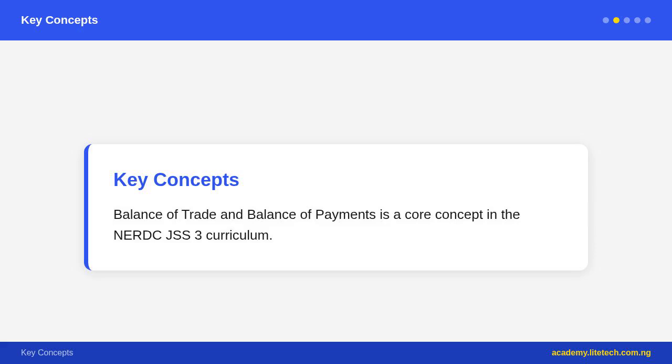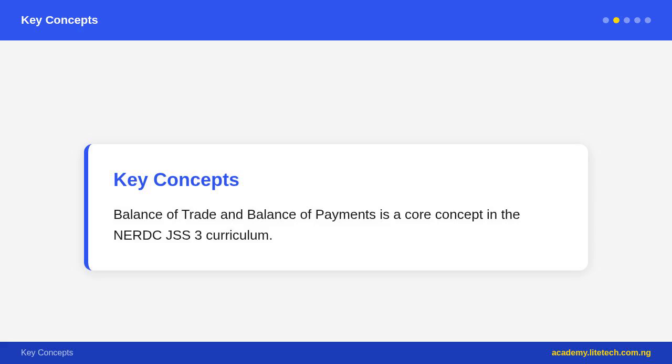Balance of payments, BOP. The balance of payments is a comprehensive record of all economic transactions between a country and the rest of the world over a period of time, usually 1 year. It is broader than the balance of trade. It includes goods, services, income, and financial transactions.